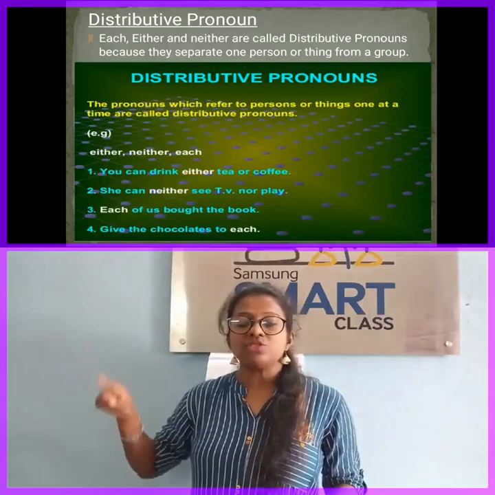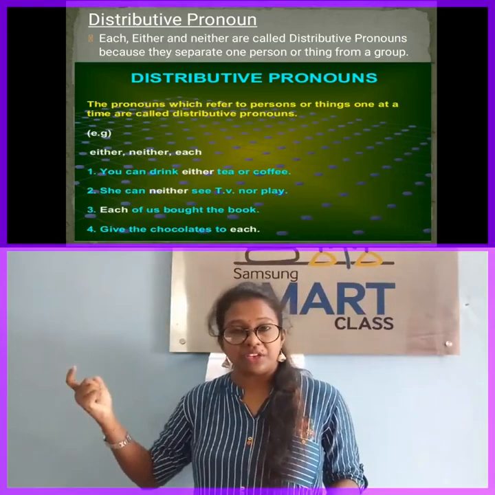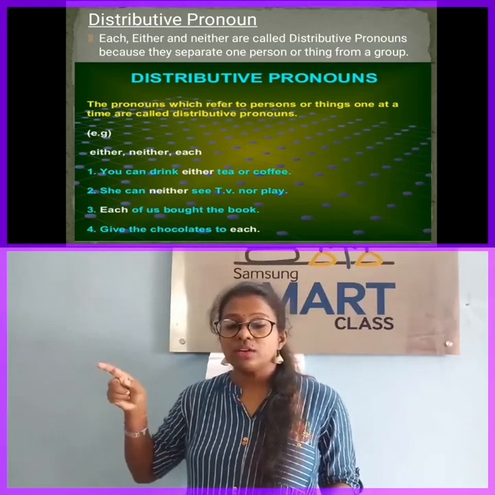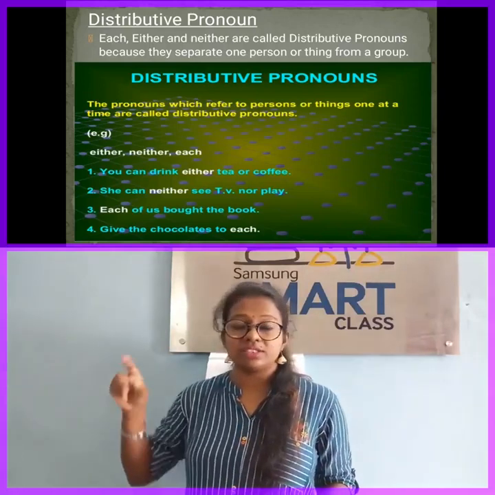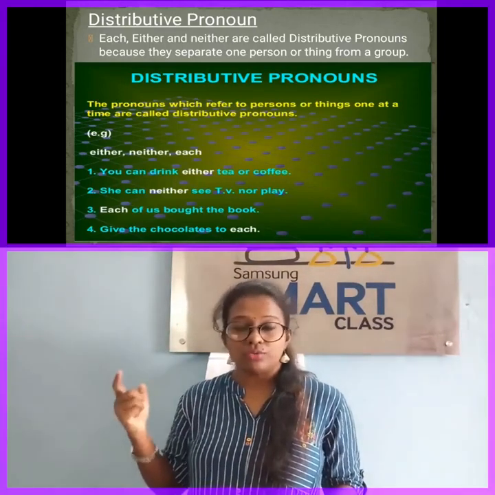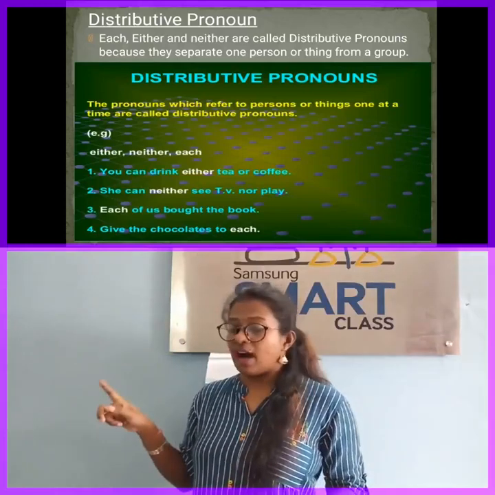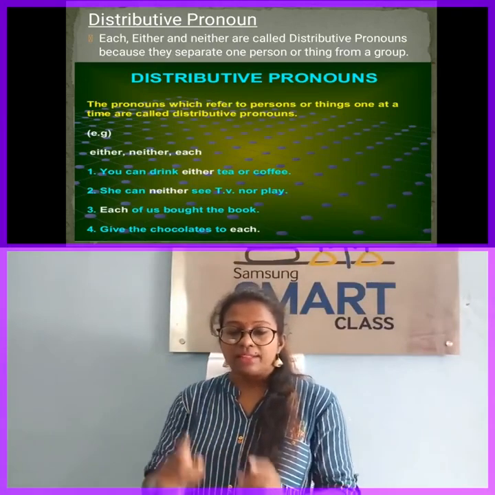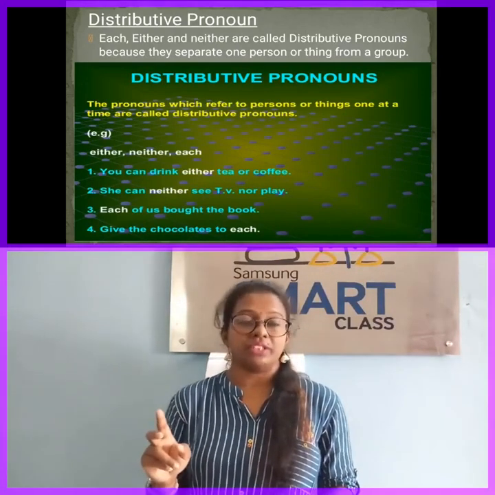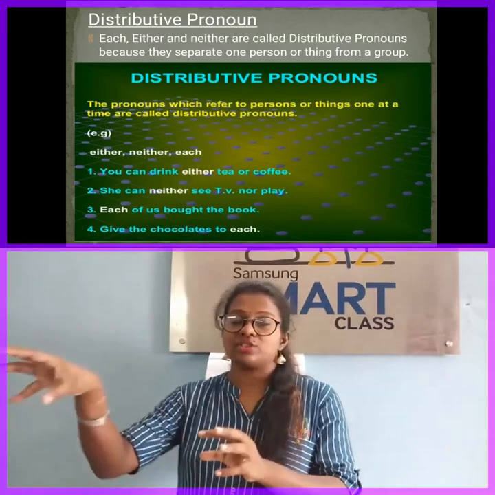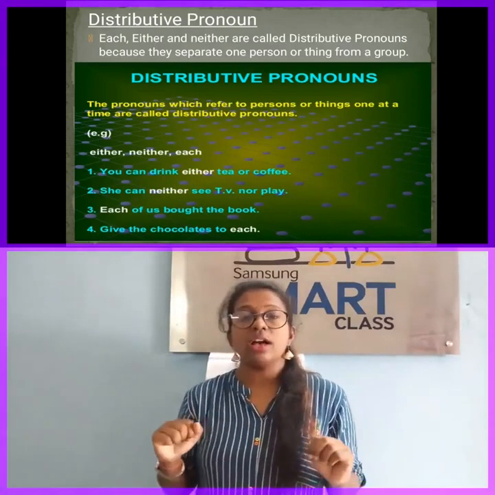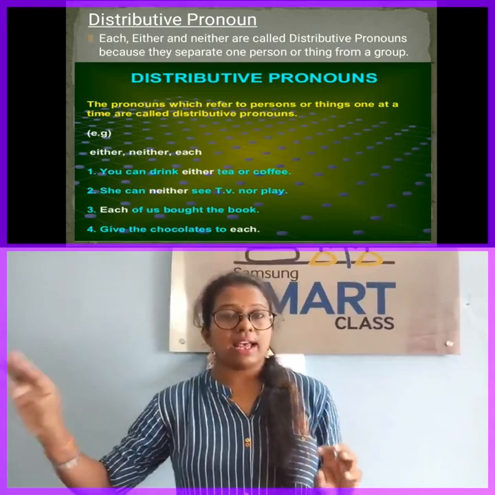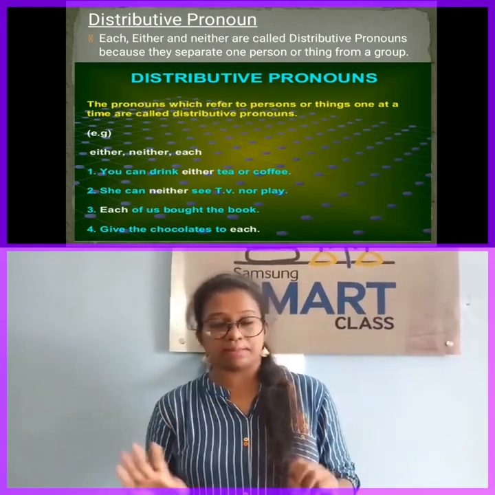In the next example, she can neither see TV nor play. Here the word neither refers to the fact that she does not have the option to see TV or to play. In the next example, each of us bought the book. So it's talking about each individual. In the next example, give the chocolates to each. So here it's also differentiating that each should be given the chocolate. So the main purpose of the distributive pronoun is to separate one thing from the other and separate a person from the group. These are the examples of the distributive pronoun.